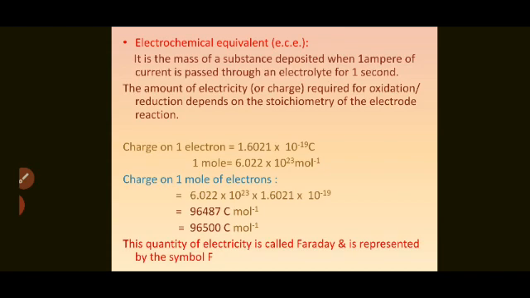What is Z then? It is a proportionality constant. How can it be defined? It is the mass of substance deposited when 1 ampere of current is passed through an electrolyte for 1 second. Or we can write that the amount of electricity or charge required for oxidation or reduction depends on the stoichiometry of the electrode reaction.